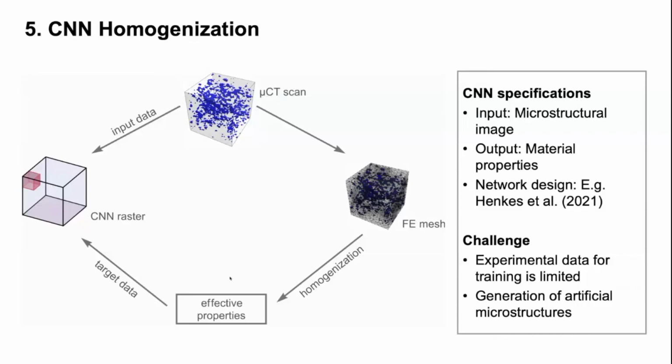As I said, my PhD student started his PhD in another group, joined recently this month, and also published a paper on this for uncertainty quantification. The challenge that we are facing here is that experimental data for training is very limited. So we need to think about generation of artificial microstructures. This is what we are basically currently doing.